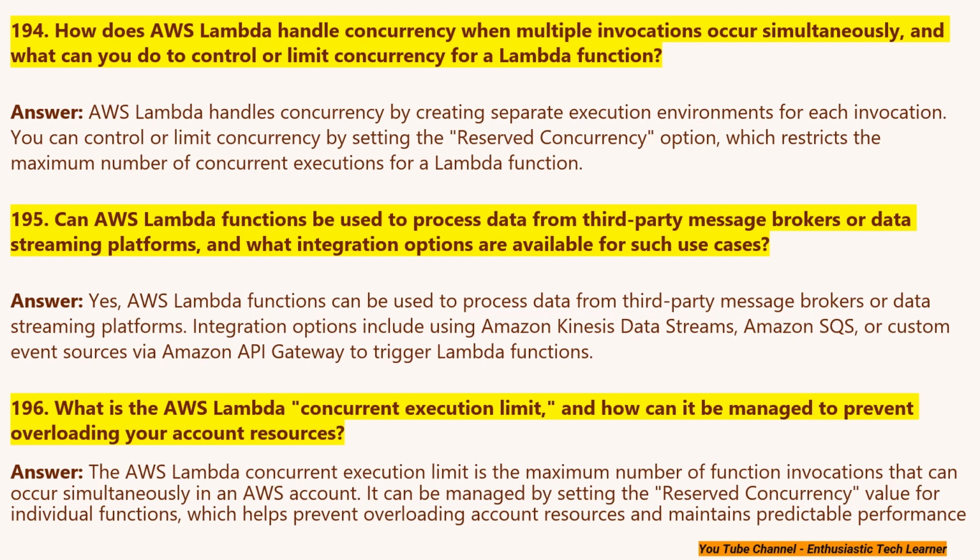What is the AWS Lambda concurrent execution limit, and how can it be managed to prevent overloading your account resources? The AWS Lambda concurrent execution limit is the maximum number of function invocations that can occur simultaneously in an AWS account. It can be managed by setting the reserved concurrency value for individual functions, which helps prevent overloading account resources and maintains predictable performance.